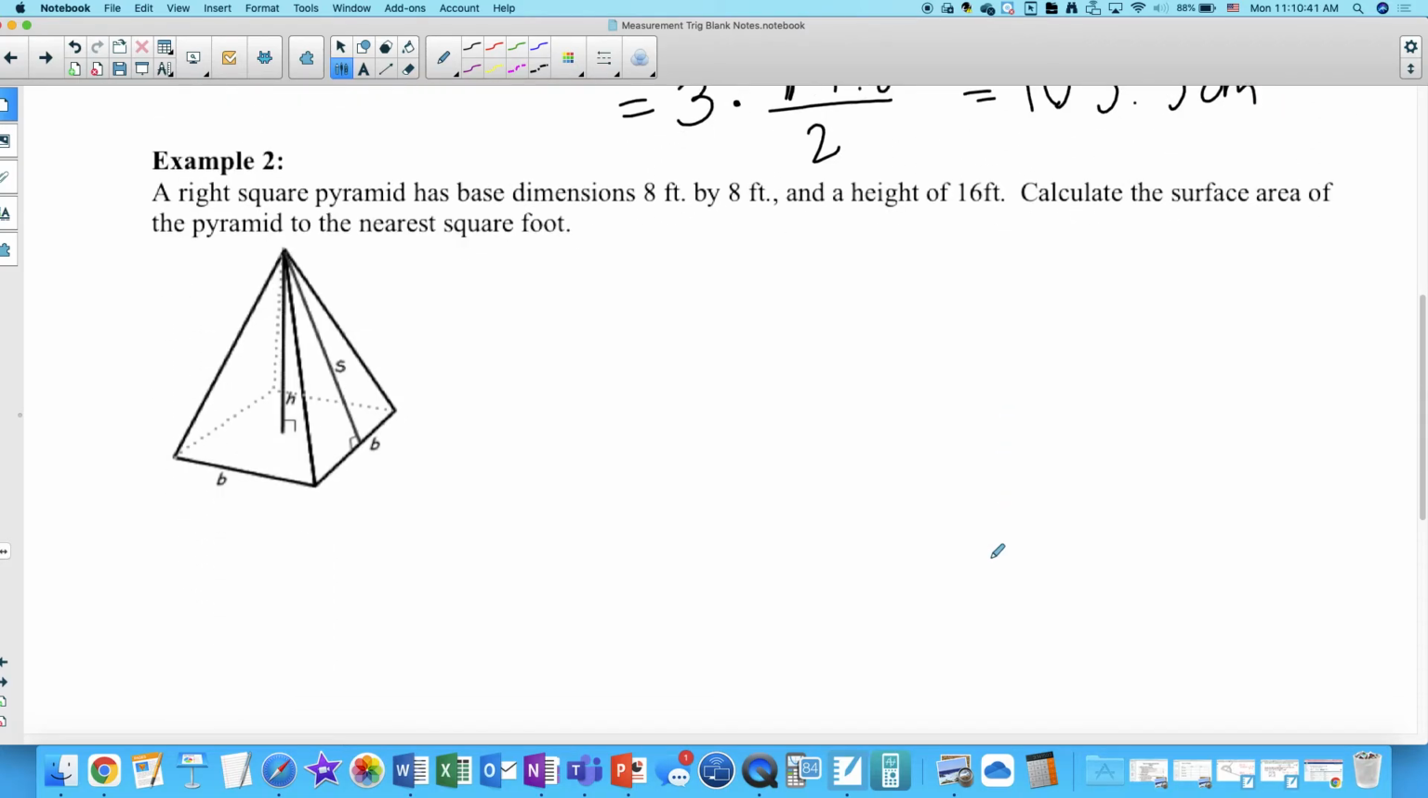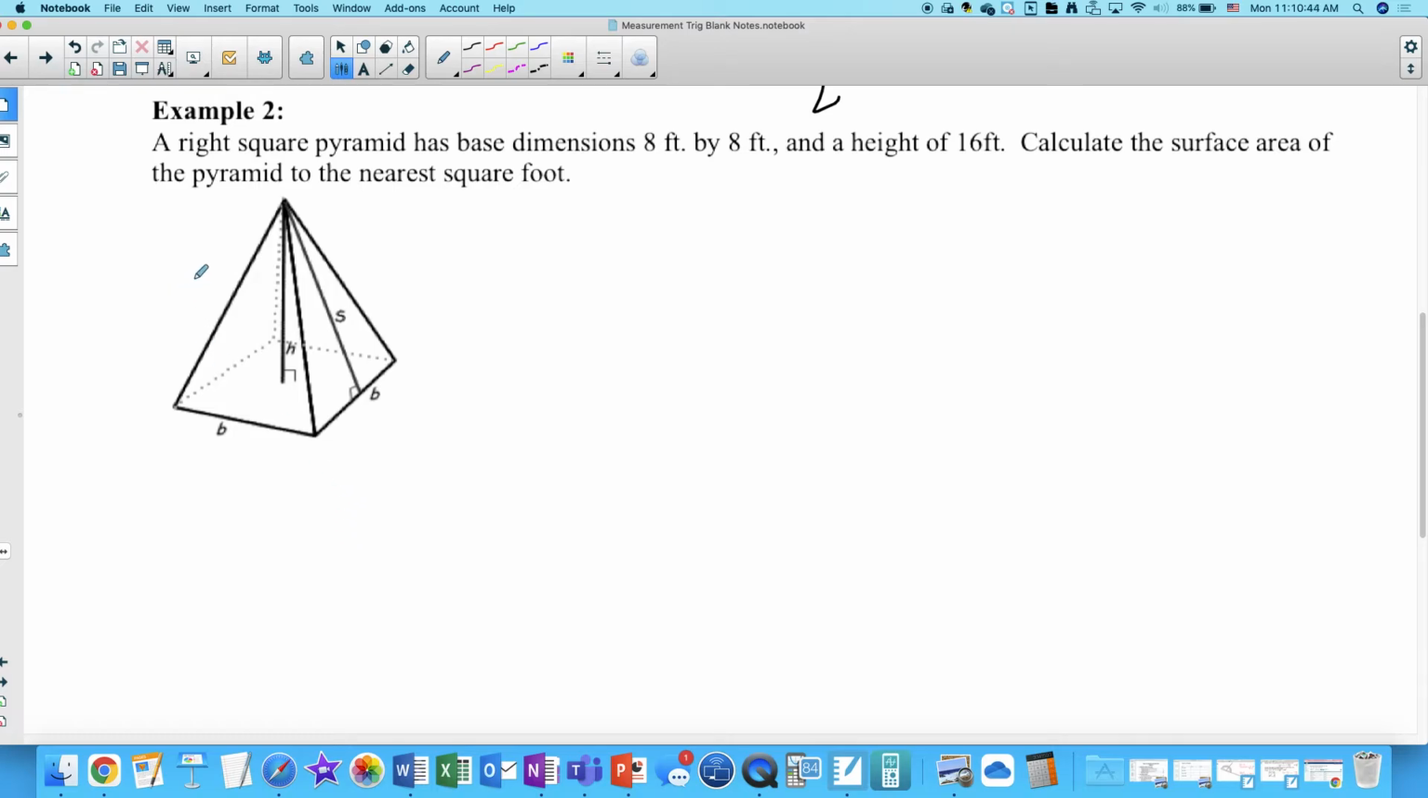All right, cool. So now we're looking at a right square pyramid. Okay, right square pyramid has base dimensions 8 feet by 8 feet and a height of 16 feet. Calculate the surface area of the pyramid to the nearest square foot. Okay, so let's start out maybe by drawing in some of these values that we know. The base is 8 feet by 8 feet. So this is 8 feet, and this is 8 feet. And the height is 16 feet.